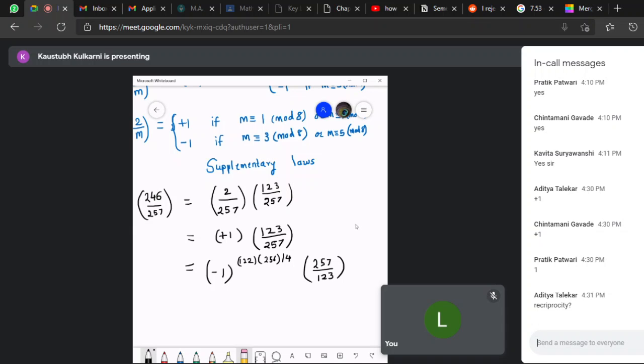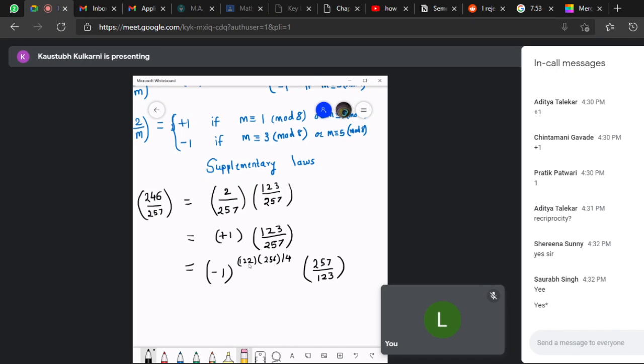Reciprocity law: m minus 1 is 123 minus 1, and n minus 1 is 257 minus 1. If we divide it by 4, the result will be an even number in any way, right? It's the power of 2, so even after dividing by 4, 122 into 256 divided by 4 is an even number. Therefore, -1 raised to an even number will be +1. So it will be 257 upon 123 as it is.